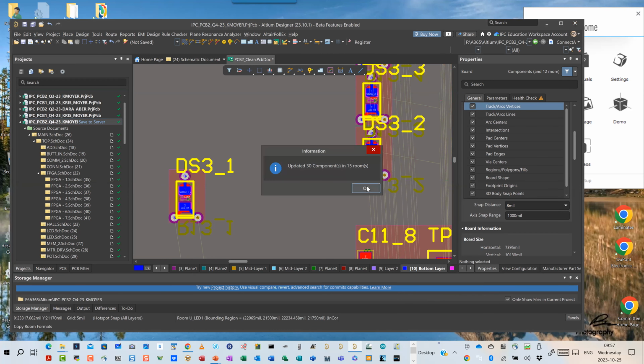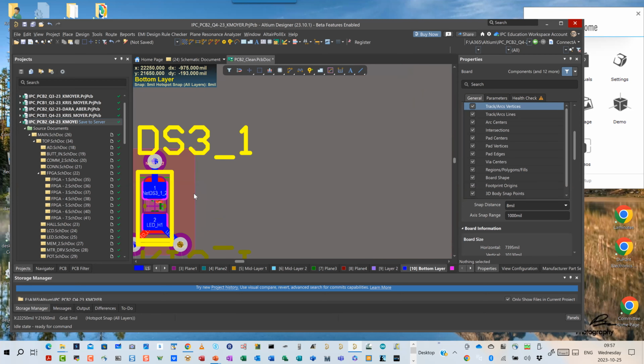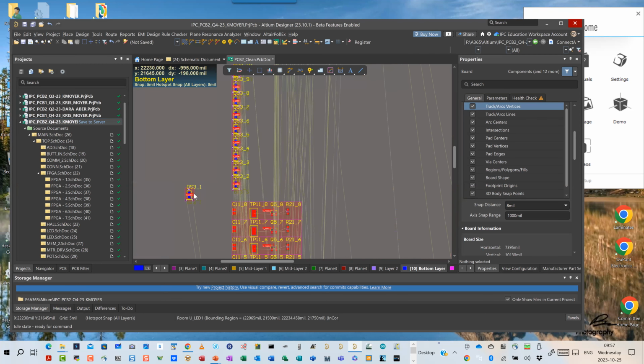And it immediately made all 16 copies exactly laid out, placed, routed, whatever you want to call it, exactly the same. Now I'm still in the action mode, so either right click or escape to get out of that mode. The last thing I'm going to do over here is explain one other little feature of Altium here.